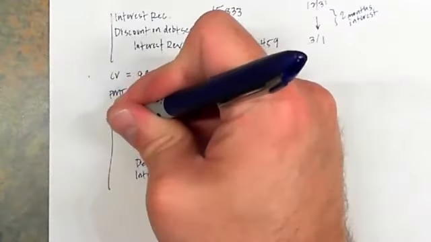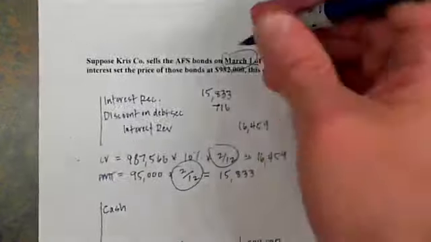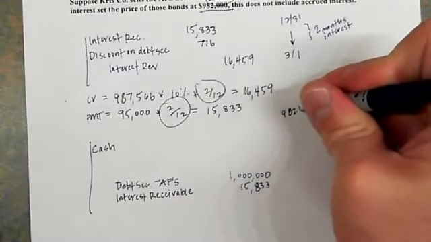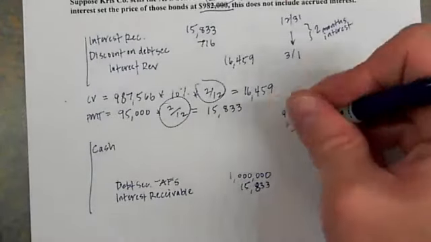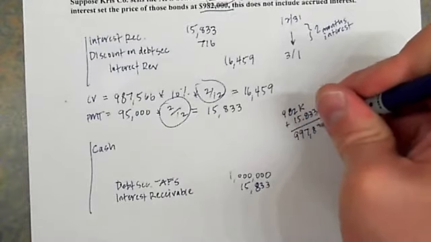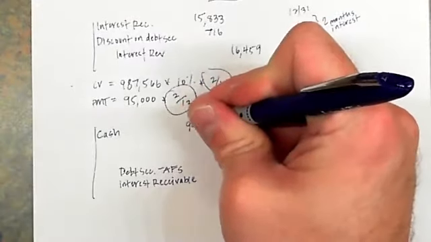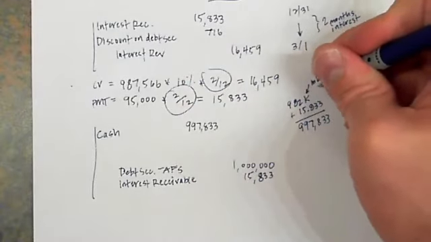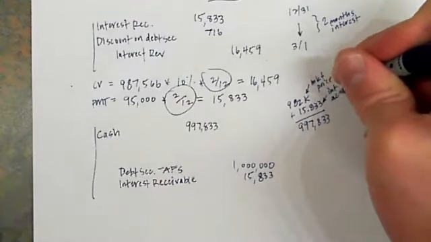So remember, the cash that we're paid is going to be equal to what the market value of this item is. And I said that the price of those bonds was $982,000 plus any interest that has accrued to that date. And so that sets the cash price that's going to be paid for these at $997,833. So remember, that is the market value, market price, and that is the interest accrued.